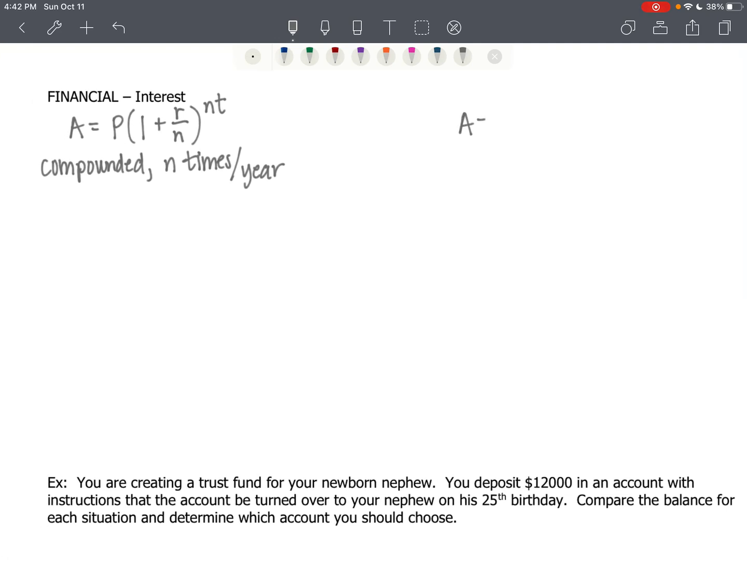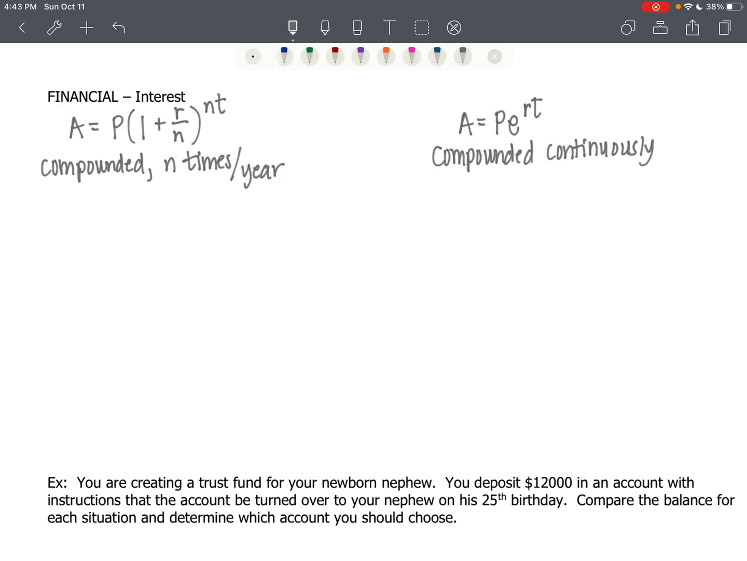The other one is when your interest is compounded continuously, and that's A equals P times E raised to the RT power. So R times T is in the exponent. This is called the formula for compounded continuously.